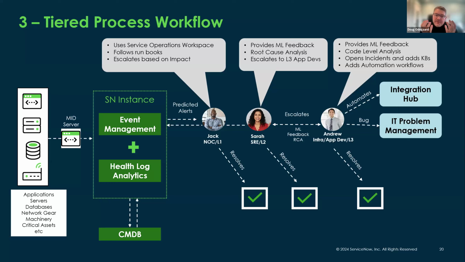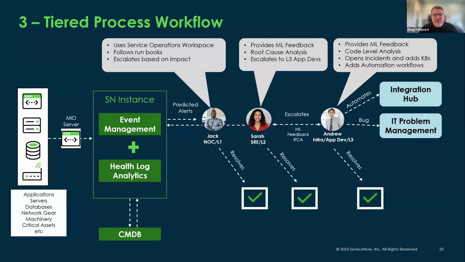Now, three different types of people use your operation. You may not have L1 through L3. But in this case, Jack is an example of a NOC, a network operations center, or L1 person. And that person can look at those alerts using the service operations workspace, which I'll show you in a little bit. And they can follow runbooks or they can escalate based on impact or they can resolve them. But let's pretend that they don't exactly know what to do.